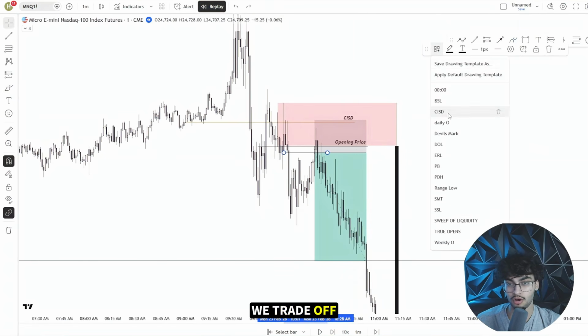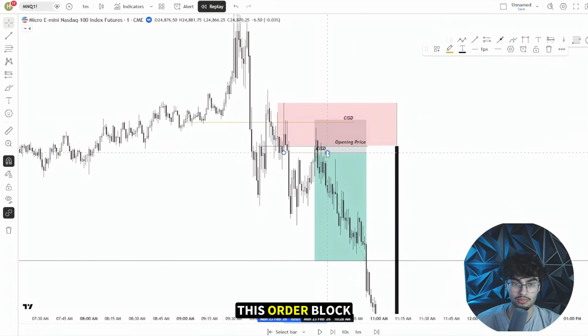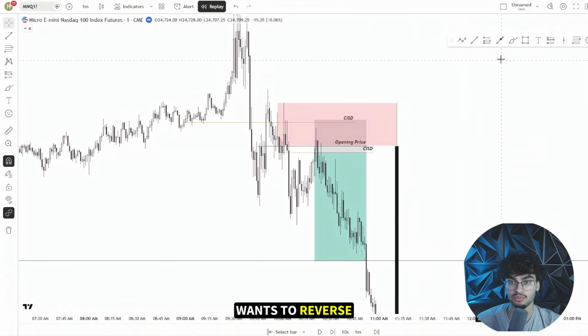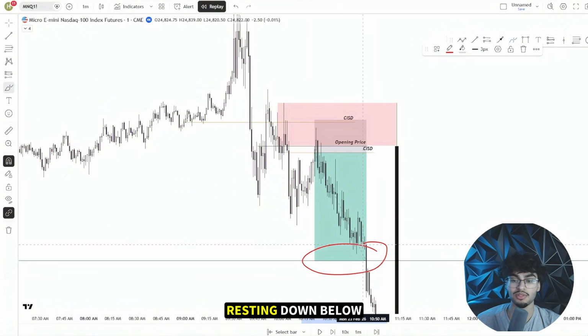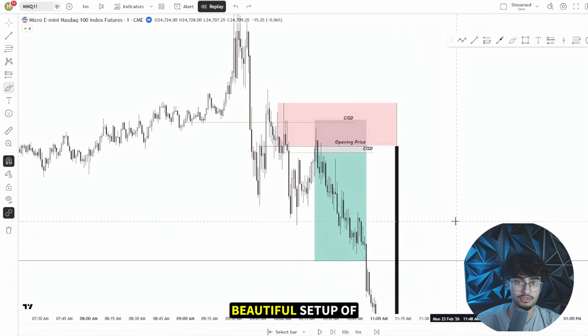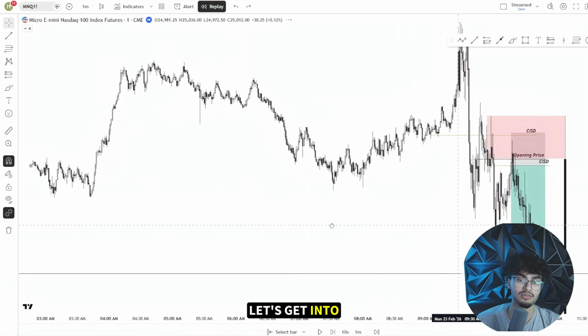We trade off this change in the steady delivery, this order block that confirmed price wants to reverse, and we have the drawn liquidity resting down below. So that's a beautiful setup of the 10 a.m. AMD model. Let's get into the next one.